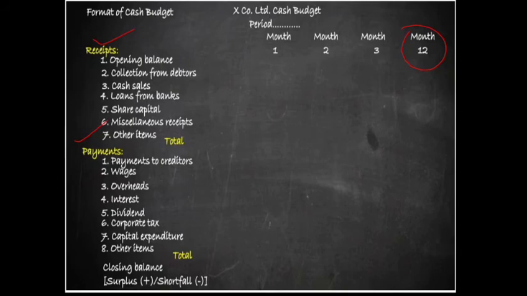Then the difference will be identified, whether there is a surplus or a shortfall. After listing all the receipts and payments in the cash budget, we will identify the difference, whether there is a surplus or a shortfall.